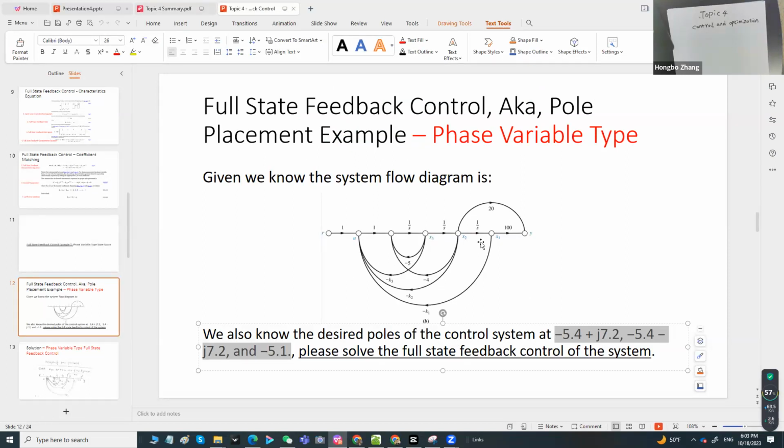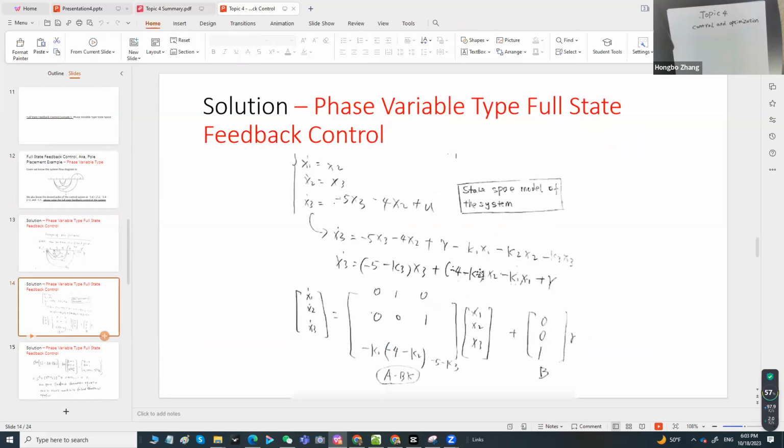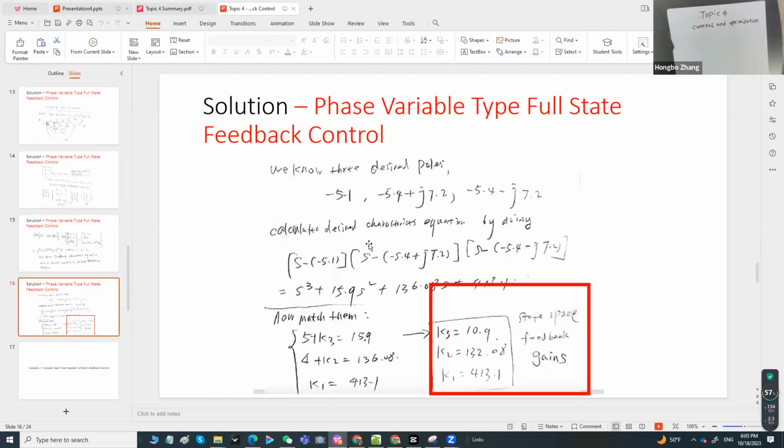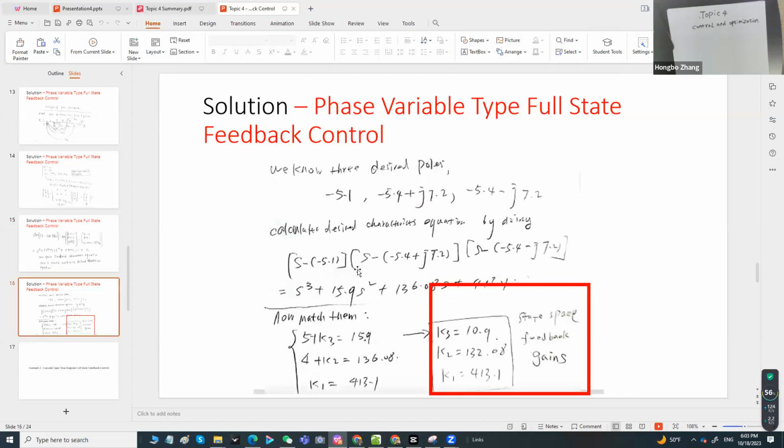Once you get the desired characteristic equation, based on the flow diagram you can draw the A matrix. Remember, we spent a long time, even in test 1, going through getting the A matrix from this. Then you get A minus BK. It's phase variable form, so you see A minus BK, you plug it in, and you match coefficients. This is the desired characteristic equation, and this is your K1, K2, K3. Just match it.